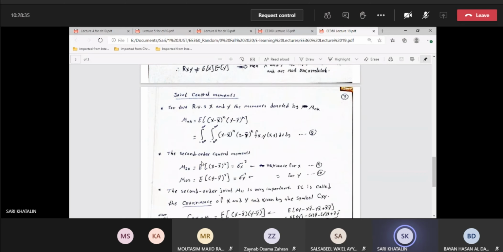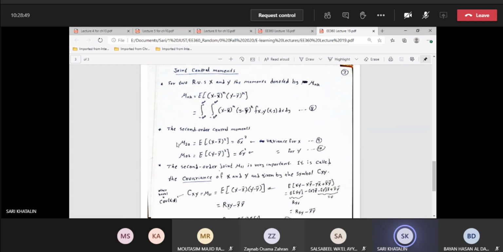In here, we're going to call it mu. And you do the same thing. The only difference is x and y are shifted by their means. And the second order central moment, again, when k is equal to 0, we end up with the variance of y, and when n is equal to 0, we end up with the variance of x.